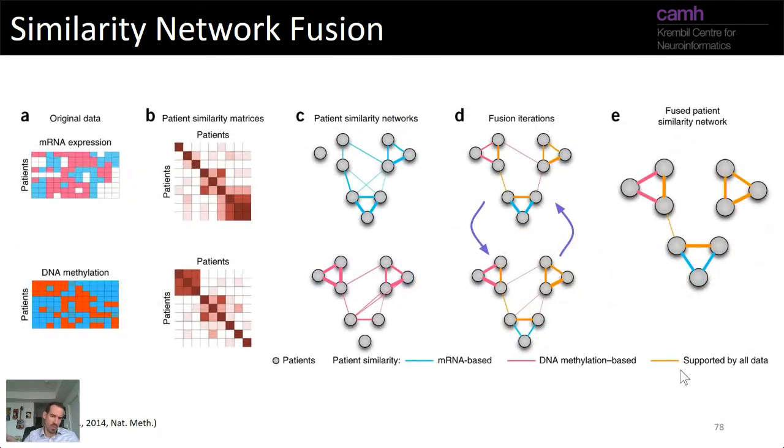This is just a graphical example of what I'm talking about from the actual methods paper, and you can see here they've used mRNA, RNA-seq data, and DNA methylation as the examples of 2 molecular data types that are fused. So you have your original data, you get these patient similarity matrices, and then the iterative fusion step updates the networks over multiple steps until they converge. They converge onto a unique solution.